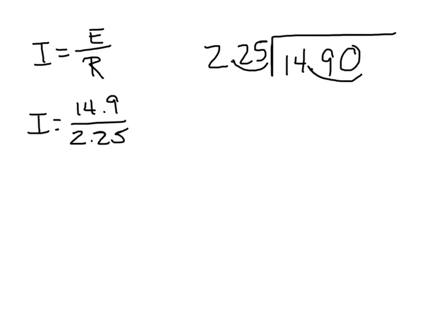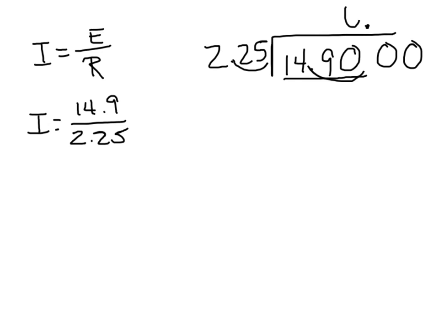Once again, I need to move my decimal 2 places to make that divisor a whole number. I'm going to add 1 0, put my decimal up, then I'm going to add 2 more places because I need to go out 2 spots so I can round to the tenths place. And I need to determine how many times 225 will fit into 1,490.